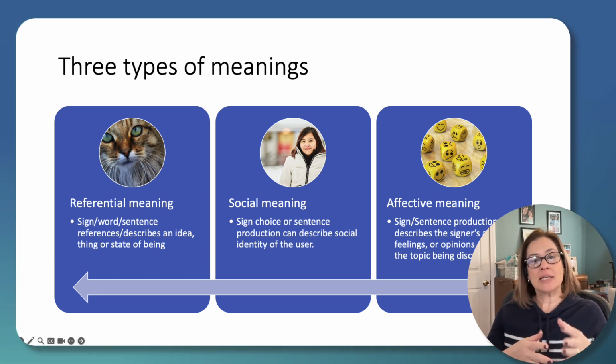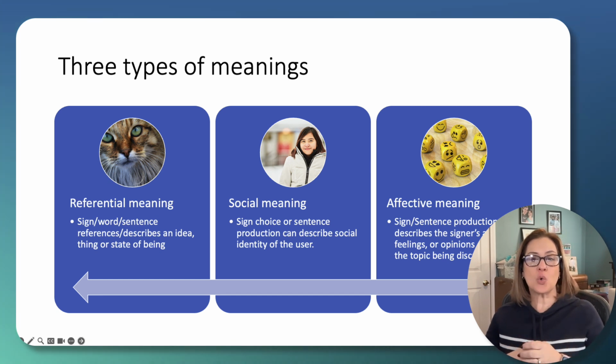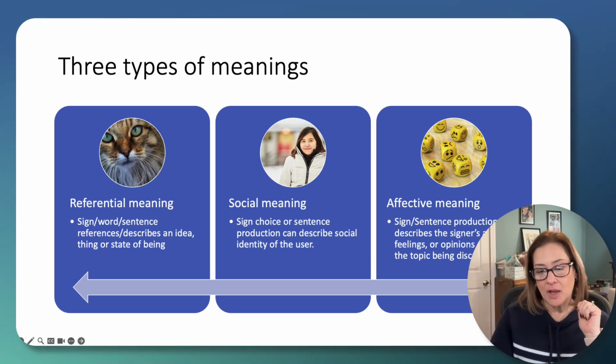The social meaning is a sign choice or sentence production that can describe the social identity of the user. And the affective meaning is the sign or sentence production that describes the signer's attitudes, feelings, or opinions concerning the topic being discussed.